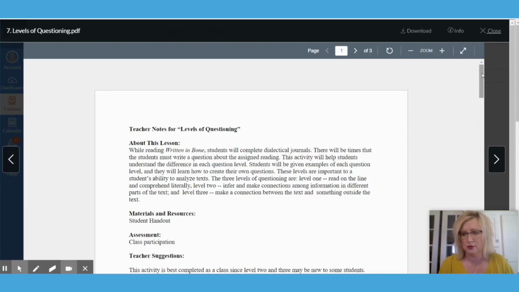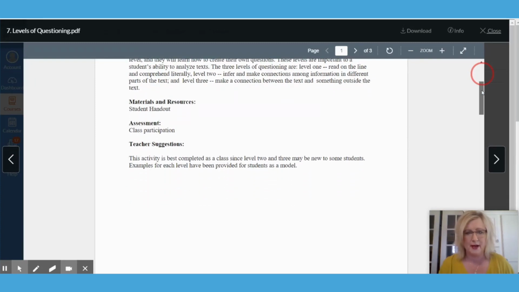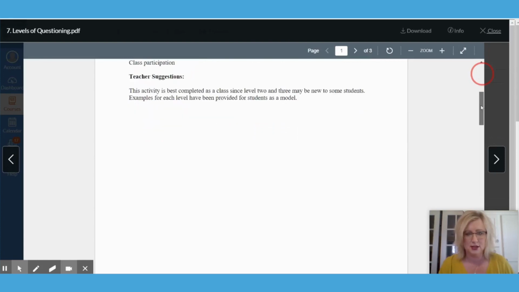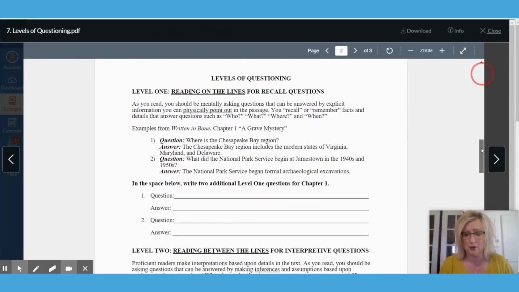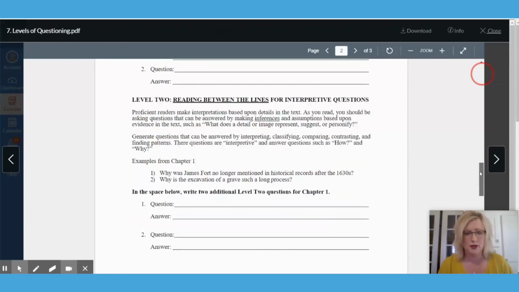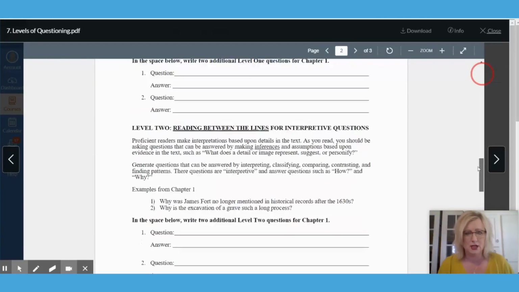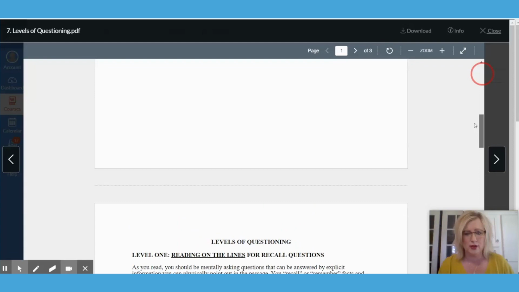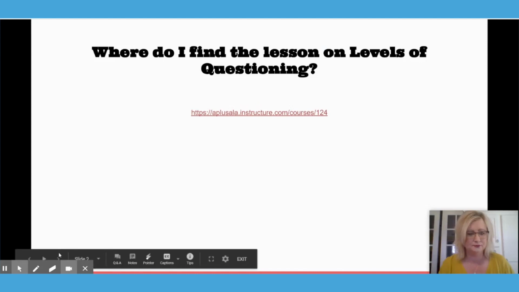So let's scroll a little bit. These are some instructions for you, a little bit of background on the lesson, things that you will need, types of assessment, and we scroll down to the lesson itself, something that you would hand out to students for them to use during this activity. There's level 1, level 2, and level 3. It's got a little bit of a brief background for each question, along with some examples that we will look next and investigate a little further.